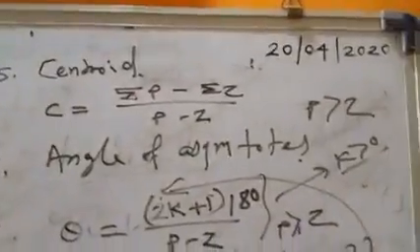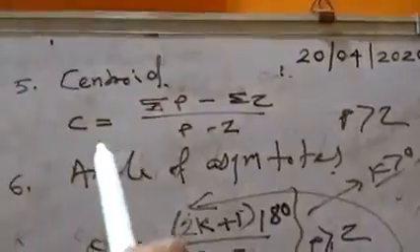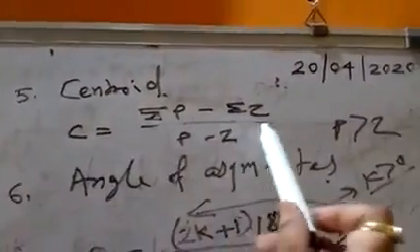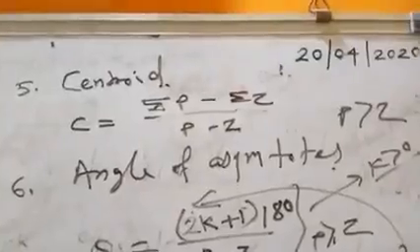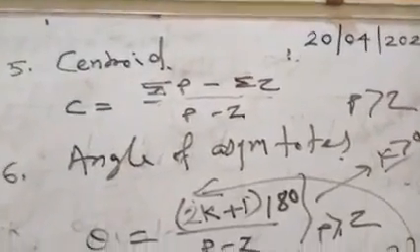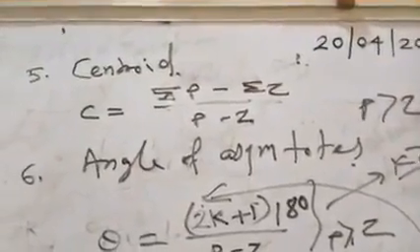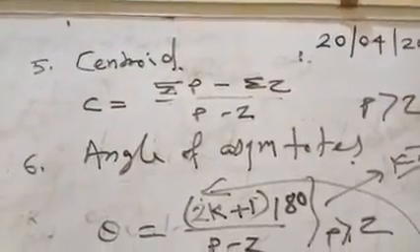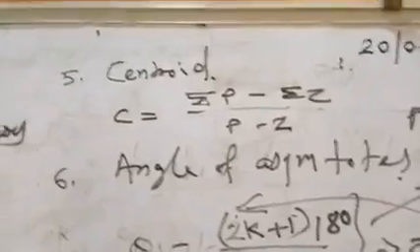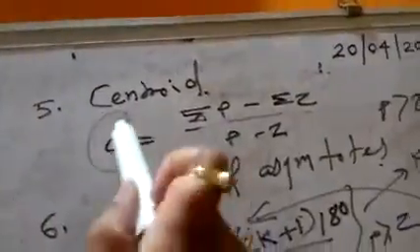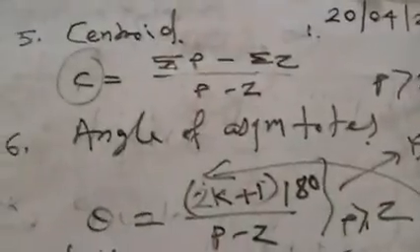Next point is centroid. How to determine the centroid? The formula for centroid is summation of poles minus summation of zeros, divided by number of poles minus number of zeros. Summation of poles means combine all the poles. Suppose p1 is equal to 1, p2 is equal to 3, that means it is 4. And finally we obtain one point, it is called the centroid. What is a centroid? It is the intersection point of asymptotes.